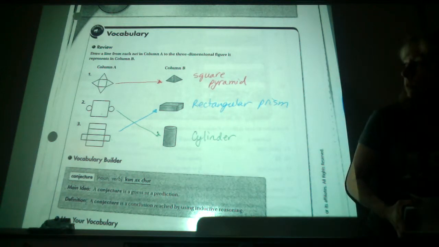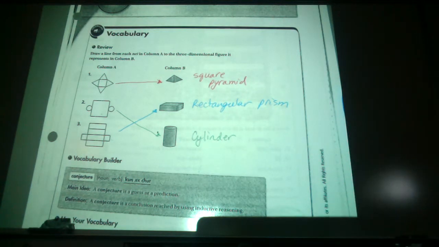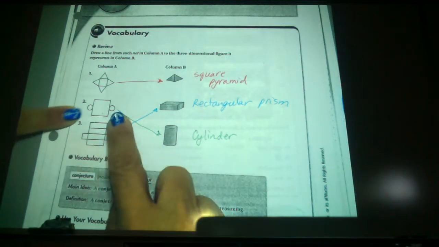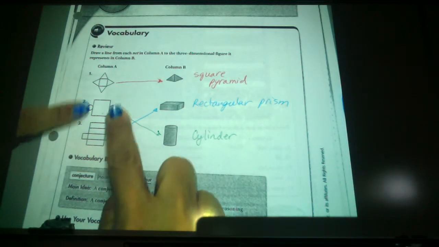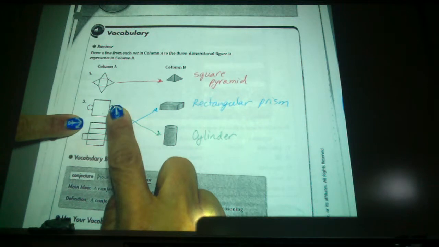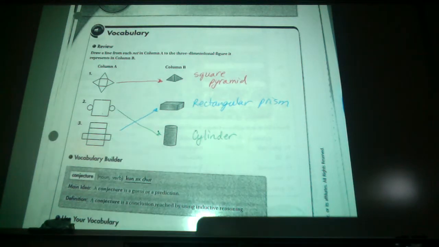So all cylinder nets will have a rectangle as part of their net. That's going to be called your lateral area, which we'll get to more in detail later. And then your circles for the bases, you just have to have 1 on each side. It doesn't matter where you put them, just 1 on each side. You don't want them on the same side because then they'll overlap.